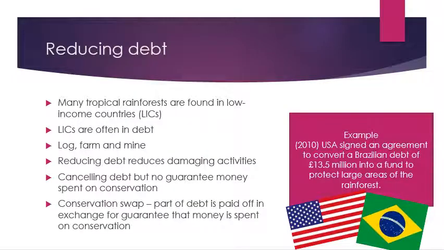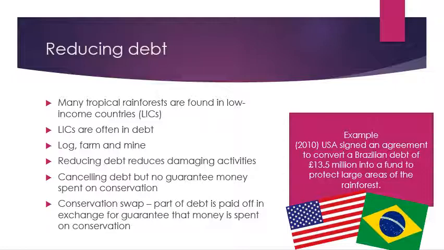Another way of protecting the rainforest is by reducing debts. Many countries with rainforests are low-income countries, LICs. Many LICs borrow money from wealthier countries, and as a result, they are in debt. The wealthier country can reduce or cancel debts entirely to allow the country to spend the money on conservation. However, there is no guarantee that this money is spent on conservation.